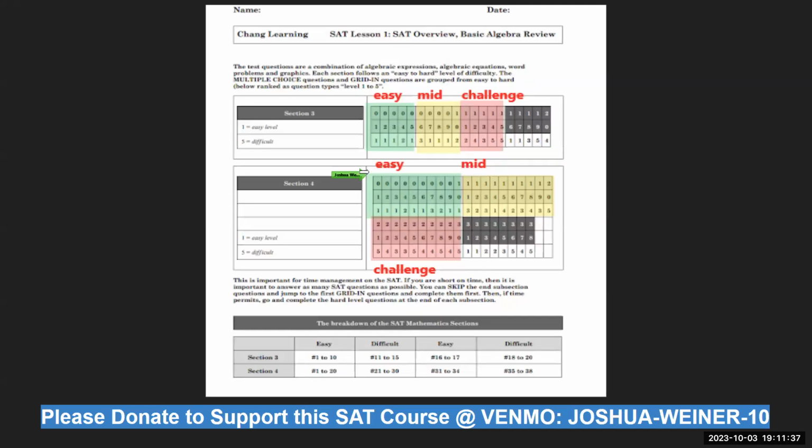Similarly, in section 4, do questions 1 to 20 as fast and accurate as you can. Skip the challenge questions, do any questions that are easy for you here. Check the time, and then spend the remainder of the time doing the challenge block and any problems you skipped.